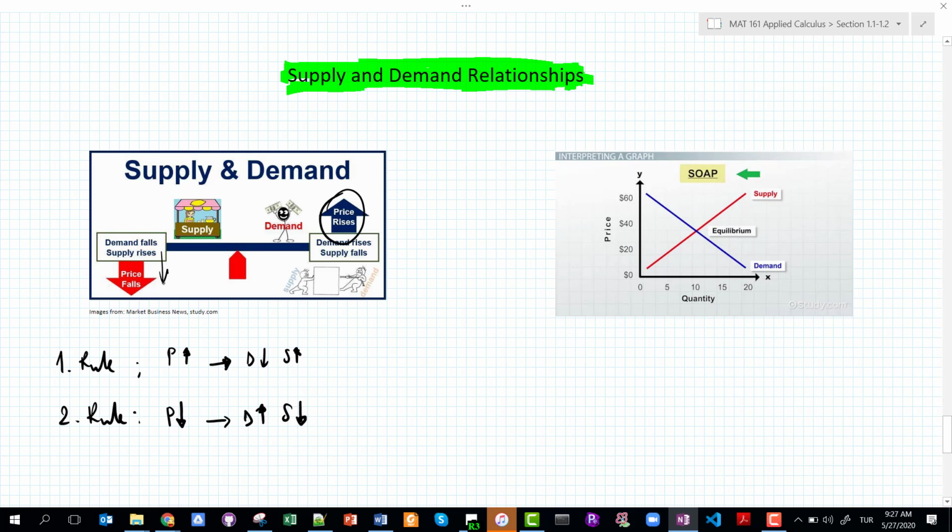But on the other hand, if you look at the red part, if the price falls, the demand will rise and the supply will fall. That's what they say. And today we're going to try to find an equation for the supply and demand part.